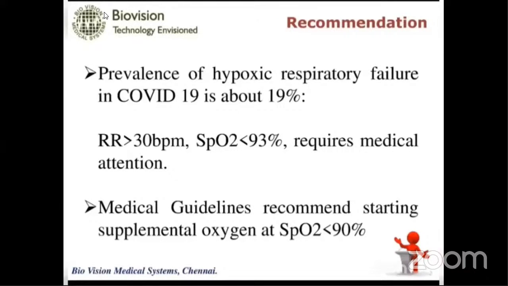suggested some recommendations, like the prevalence of hypoxic respiratory failure is greater in COVID-19 conditions. So they suffer hypoxia and shallow breathing. If it is shallow breathing, the respiratory rate increases, but the efficiency of breathing is reduced. So the rate exceeds 30 breaths per minute and the saturation is reduced to less than 93. If it is less than 90, highest concern should be taken to see what exactly is happening to the patient.